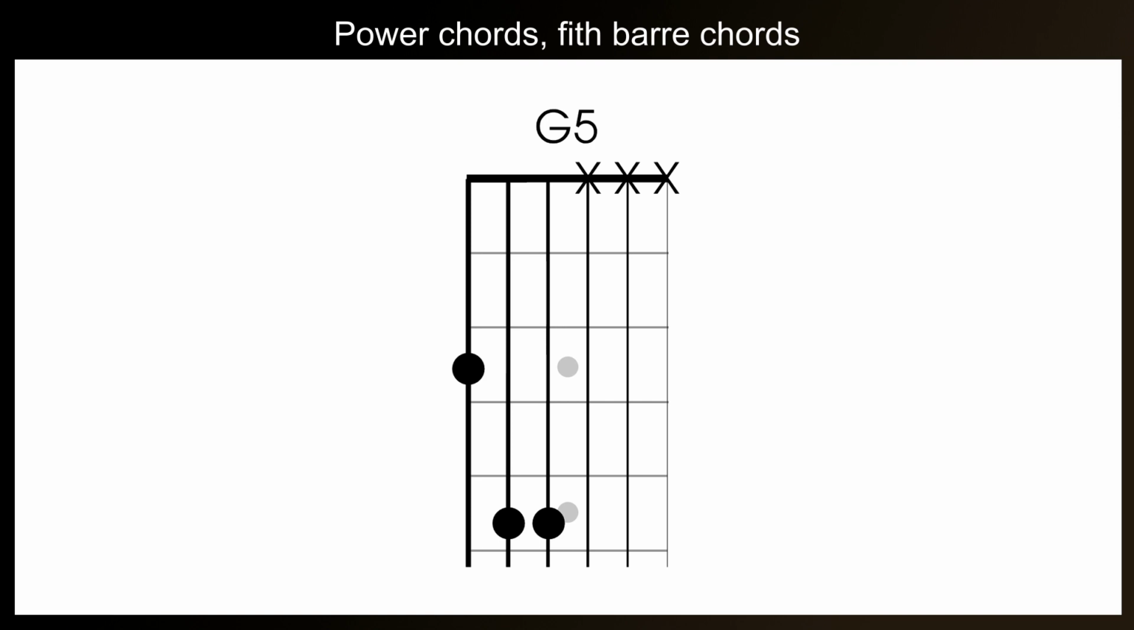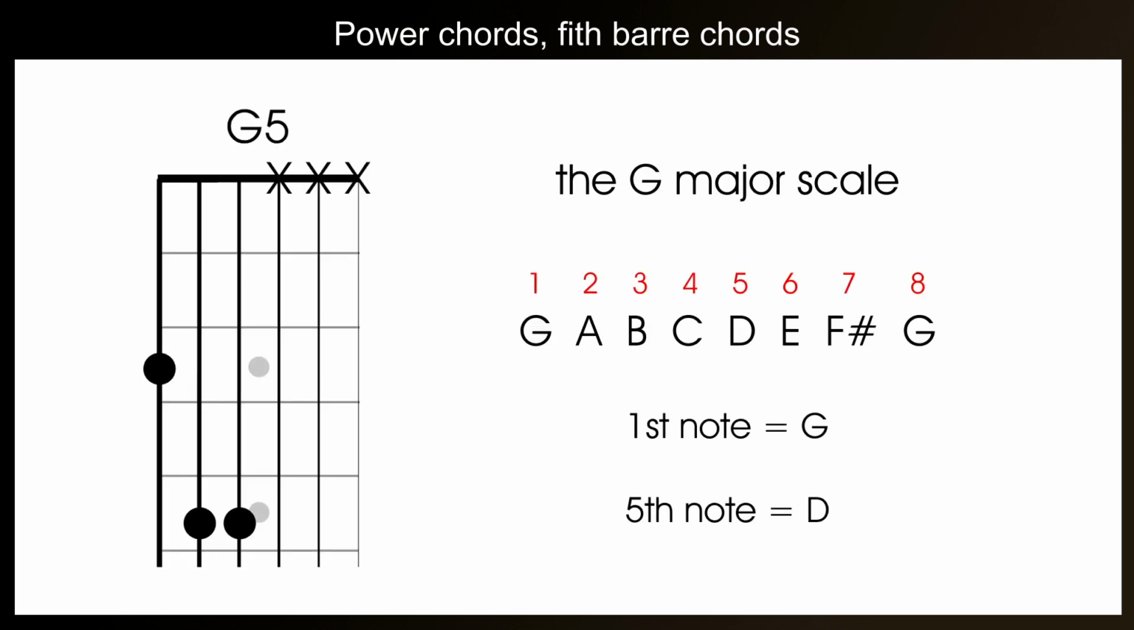The reason the correct name for a power chord is a fifth chord is because really it only consists of two notes, and those notes would be the root of the scale, in this case G, and the fifth note of the scale, in this case the D. So if we break down this chord, you can see the first note of the chord is the G root, and then if we skip a string and go straight on to the D string, you'll see you're playing another G an octave up.